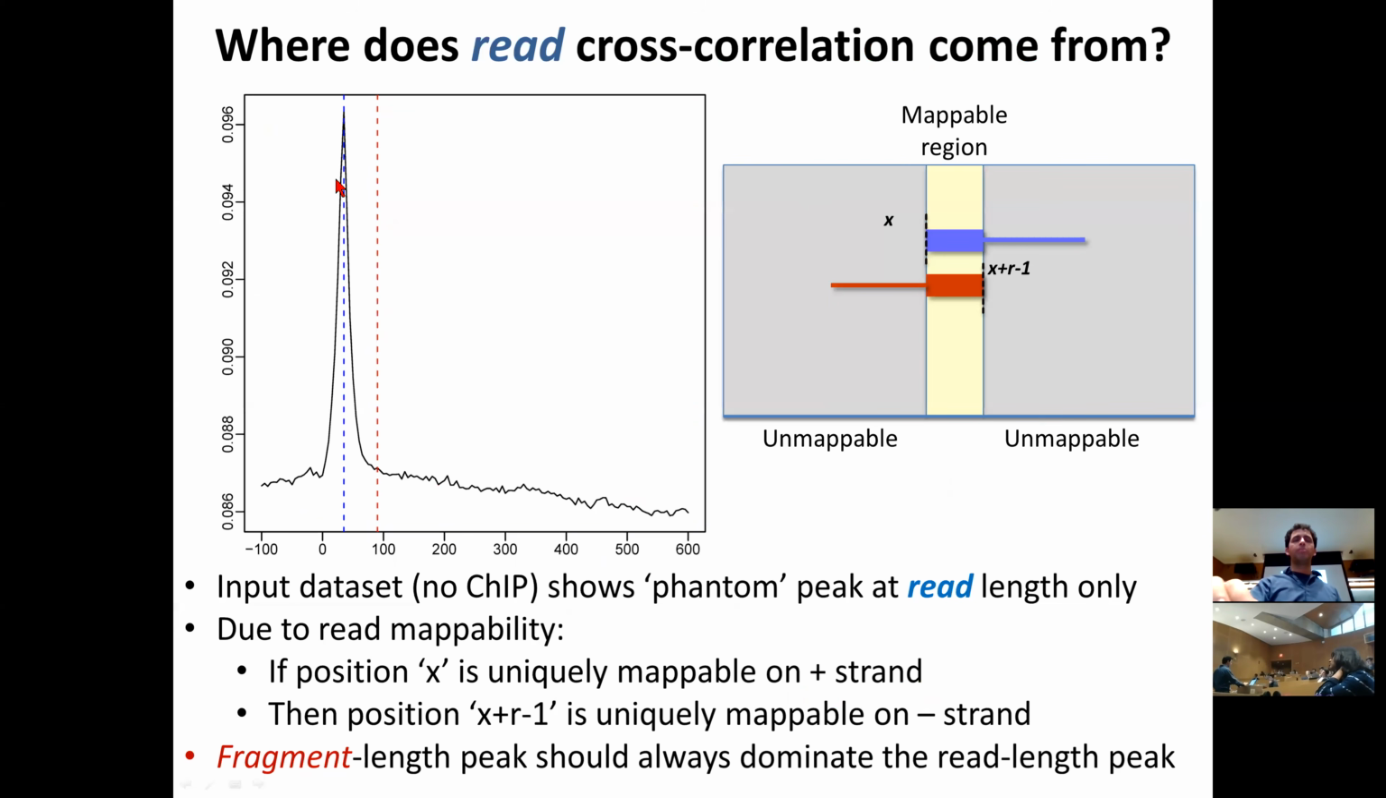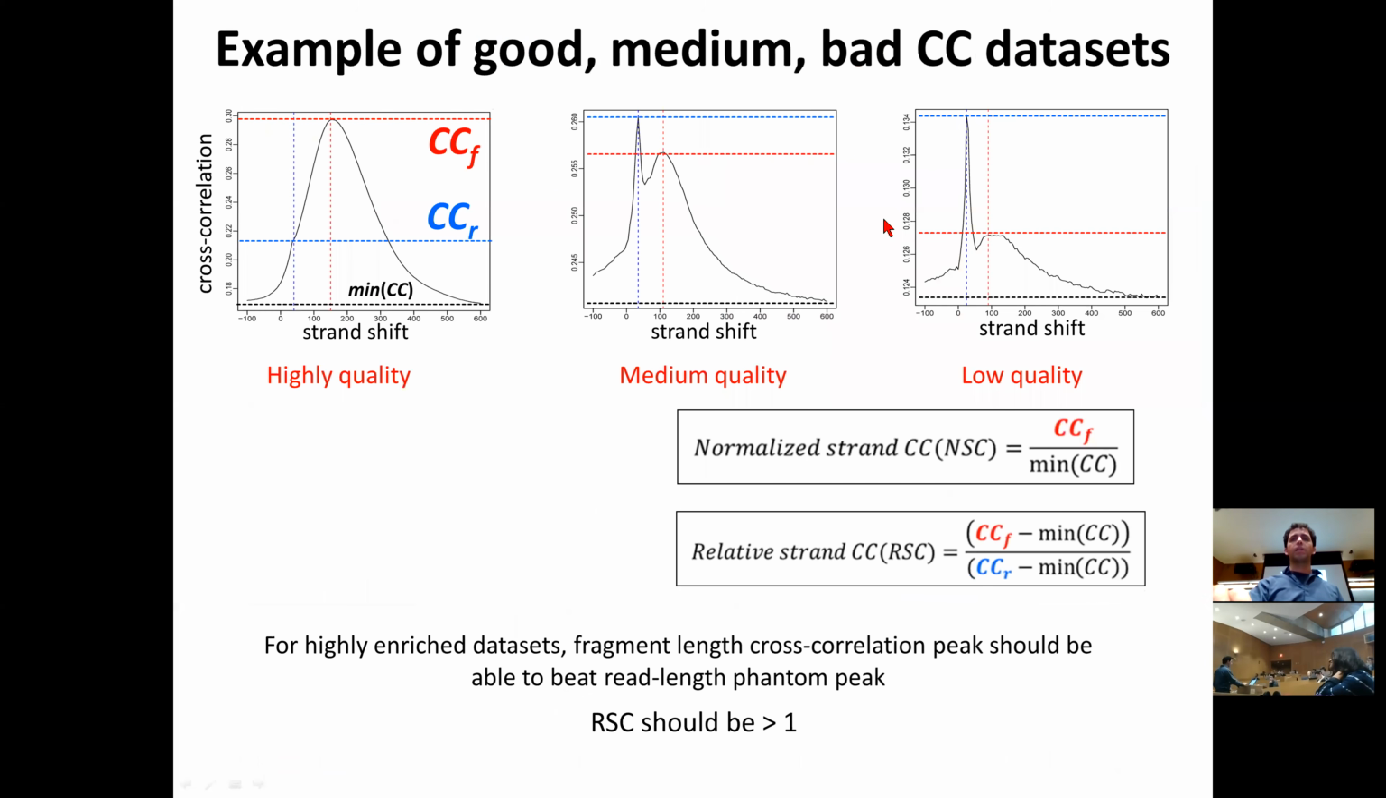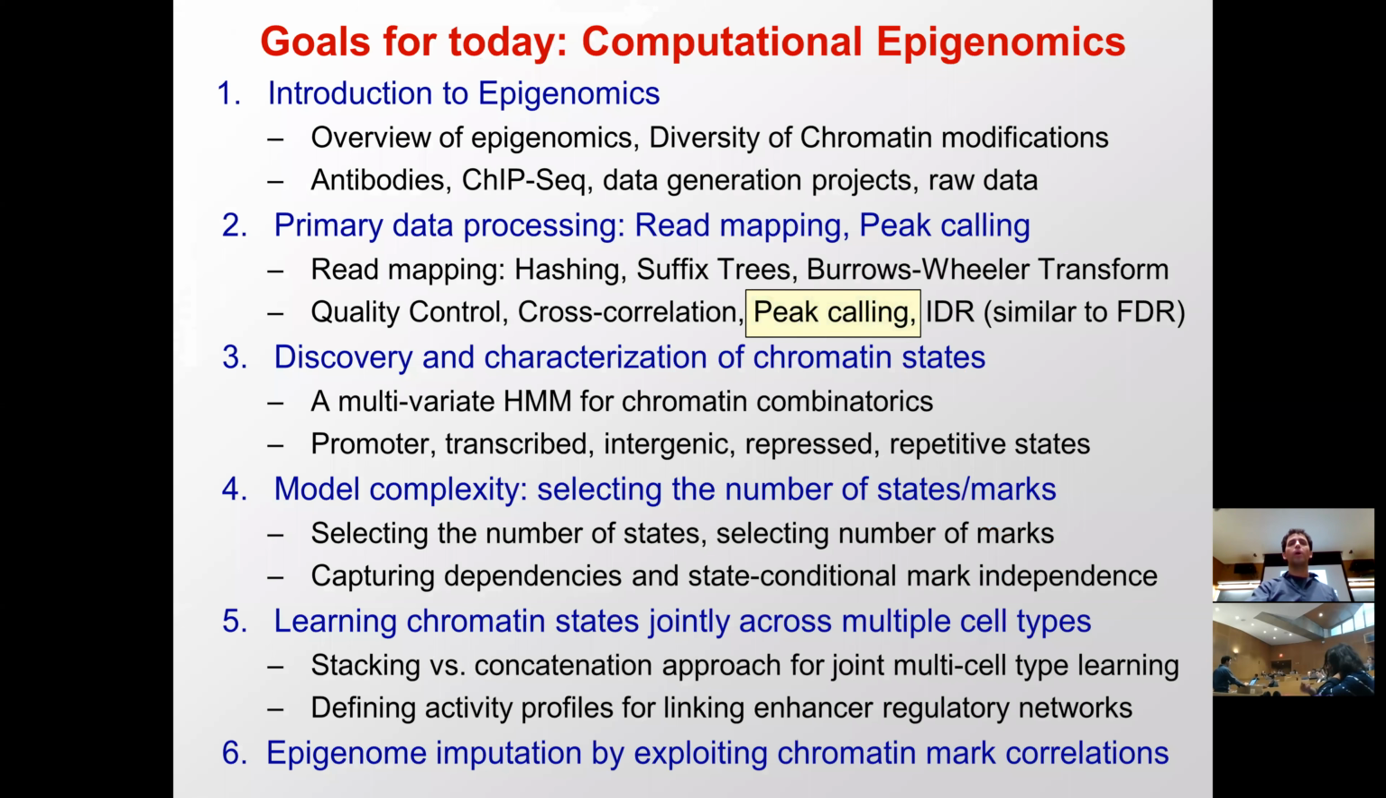And some really, really bad data sets look like this, where most of your pairs are coming from that read length rather than the fragment length. The good data sets look like that, where this is almost negligible. And then you can have anything in between. Okay? So anyway, these are cool ways that you can use to understand the properties of whatever comes out of the sequencer.